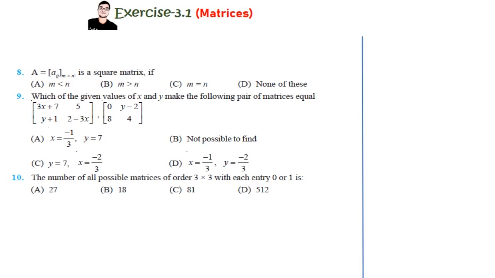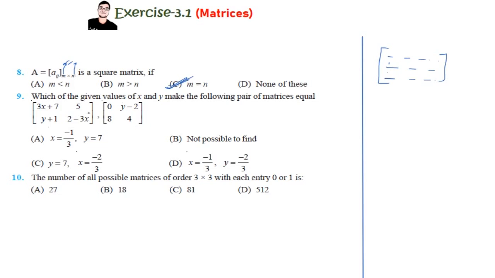The 8th question is damn easy. It is said that A is a matrix Aij, which is in the order of m cross n, and it is a square matrix. See, a matrix is a square matrix only if the number of rows is the same as the number of columns. So if there are 3 rows, there have to be 3 columns. If there are 4 rows, there have to be 4 columns. So clearly the number of rows, which is m, and the number of columns, that is n, must be equal. So C is the correct option. It is by definition. I need not elaborate so much.